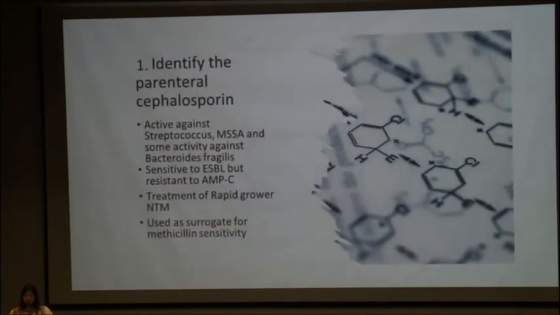Okay, so I think it's a lot of pharmacology for the morning, and I can see some sleepy faces at the back. So just 3 quiz questions for all of you, and you have to give the answer. You have to identify the parenteral cephalosporin which is active against Streptococcus and methicillin sensitive Staph, and also has some activity against Bacteroides, sensitive to ESBL, but it is resistant to AmpC producing pathogens, and is used in treatment of the rapid grower NTM as well. And it is a surrogate for methicillin sensitivity. Which is this antibiotic?